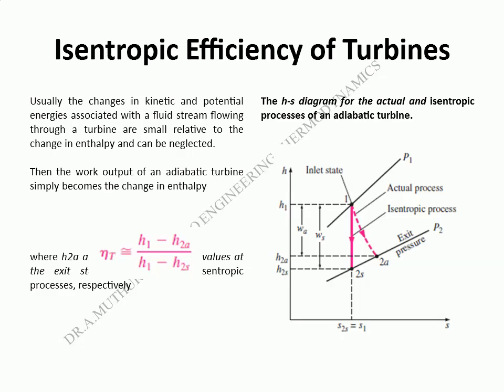Isentropic efficiency of turbines. Usually the changes in kinetic and potential energies associated with a fluid stream flowing through a turbine are small relative to the change in enthalpy and can be neglected. Then the work output of an adiabatic turbine simply becomes the change in enthalpy, where h2a and h2s are the enthalpy values at the exit state for actual and isentropic processes, respectively.